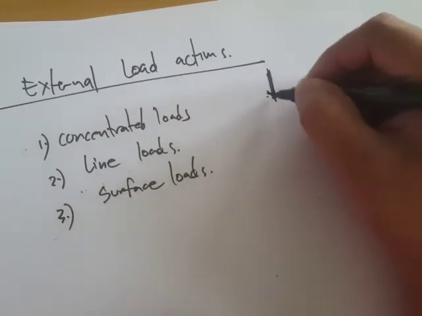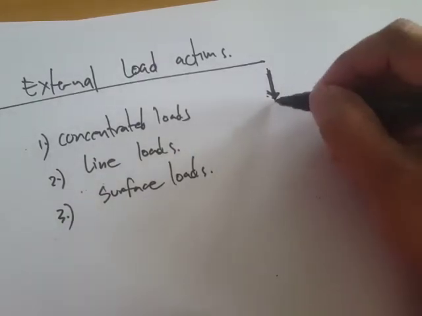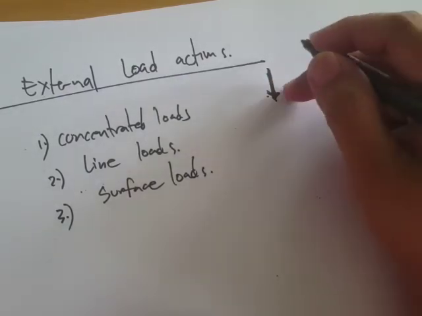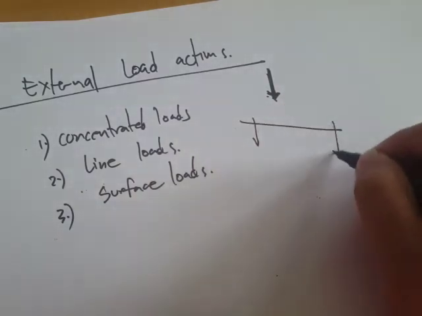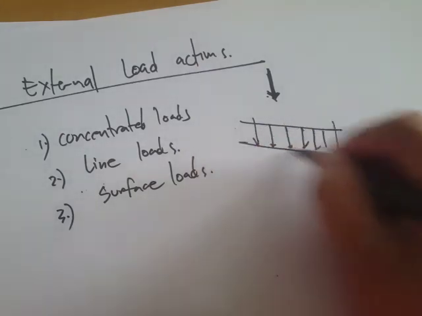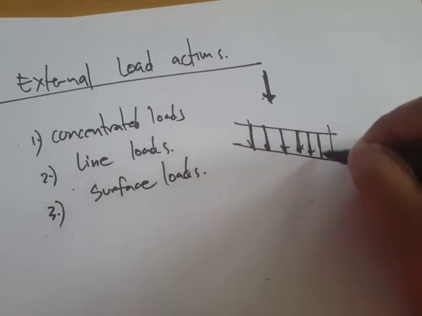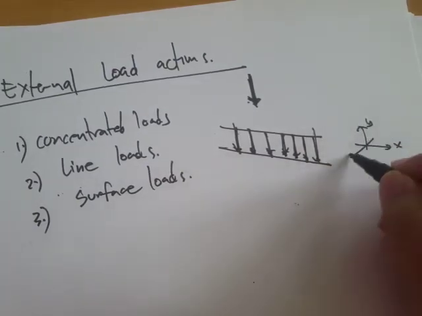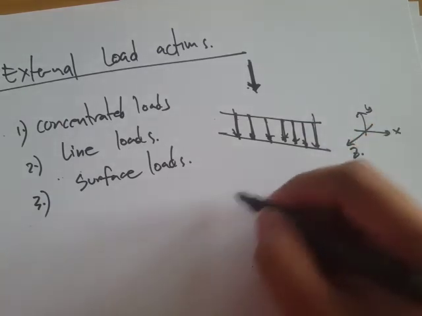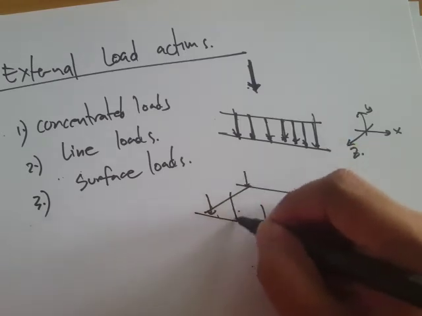The point of action is very small, so the area here is negligible, so we can just say it's a concentrated load. For line loads, we have something like this. By the way, I'm trying to draw here in isometric or 3D view, so this is X, Y, and Z. Okay, for surface loads, from the name itself, we have a surface distribution of the loads.